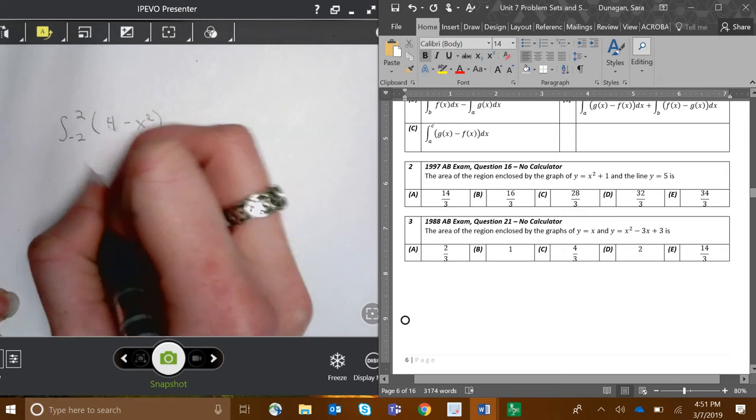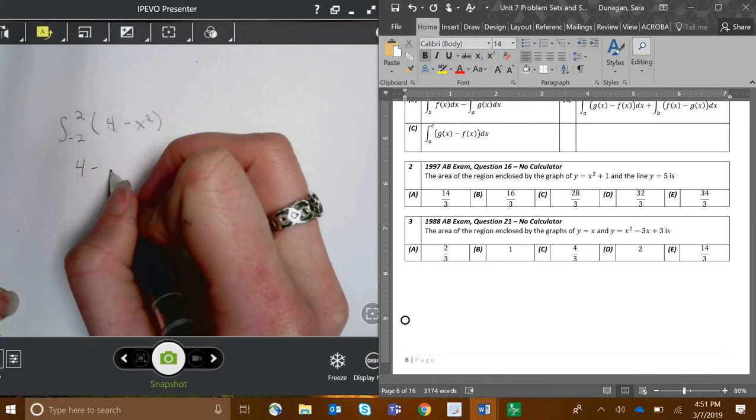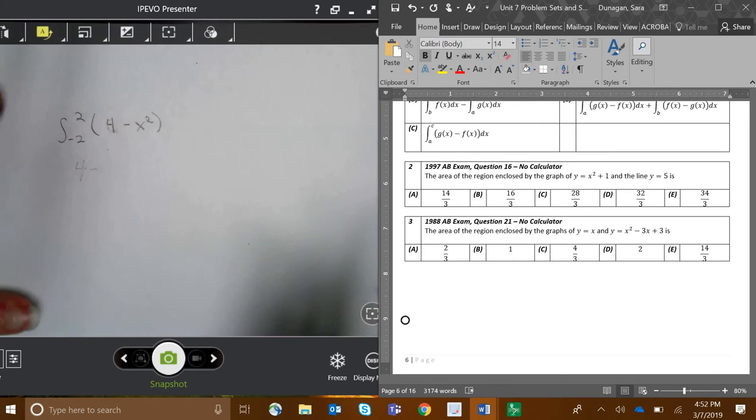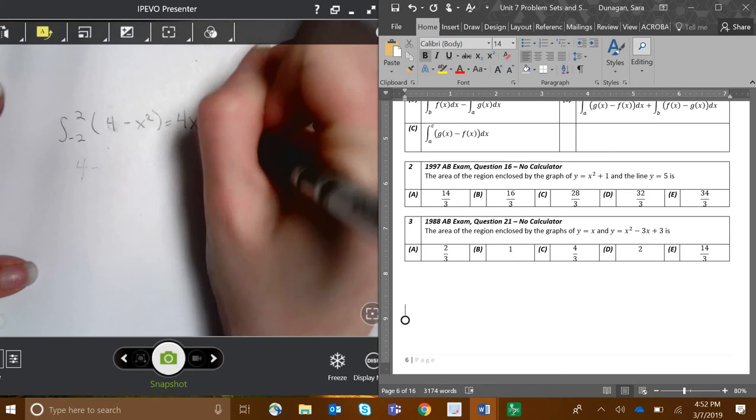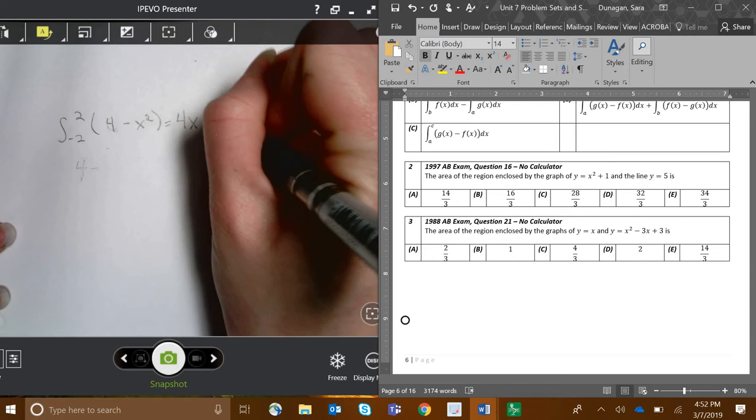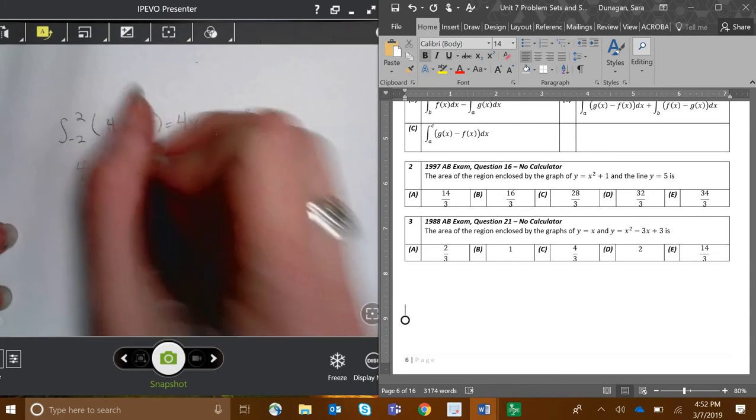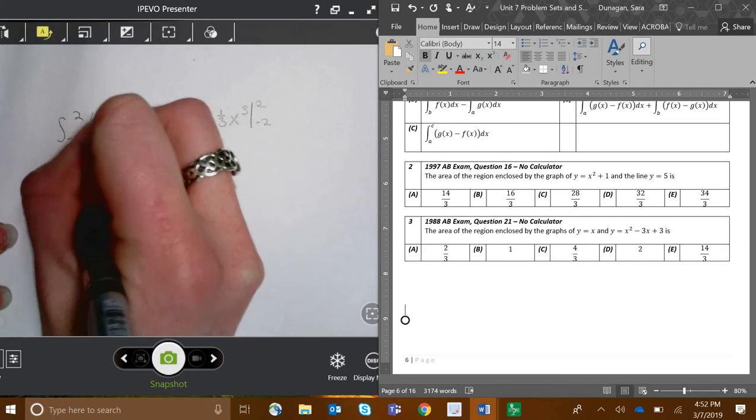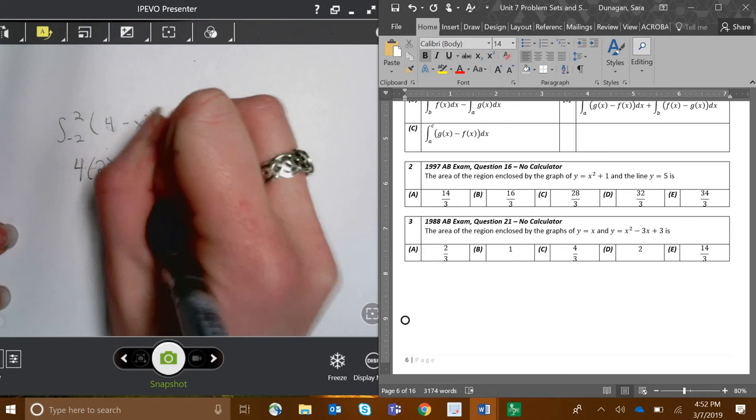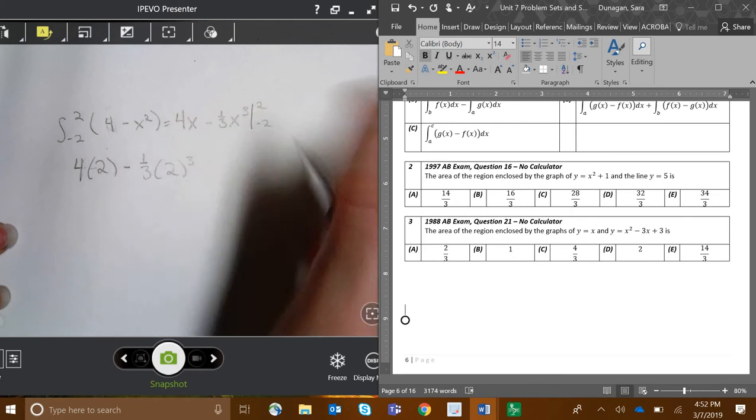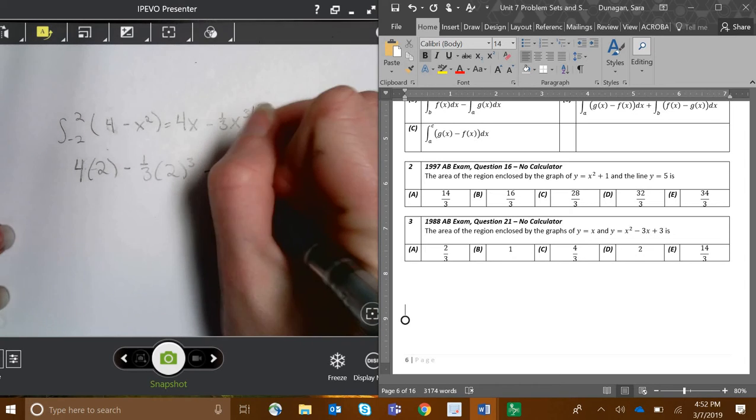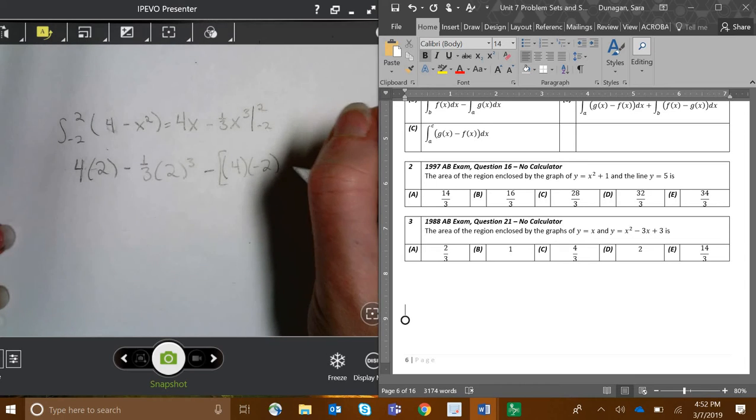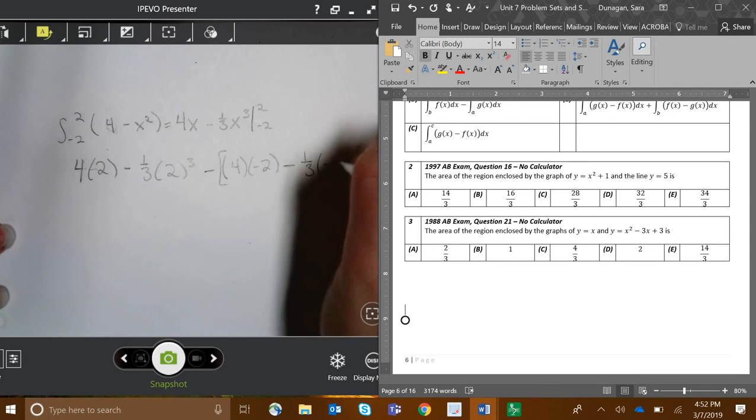Yeah. So plugging it in, we already did the integral, I forgot. We have 4x minus 1/3 x cubed. So now we plug in 2. We have 4 times 2 minus 1/3 times 2 cubed. Then we're subtracting 4 times -2 minus 1/3 times -2 cubed.